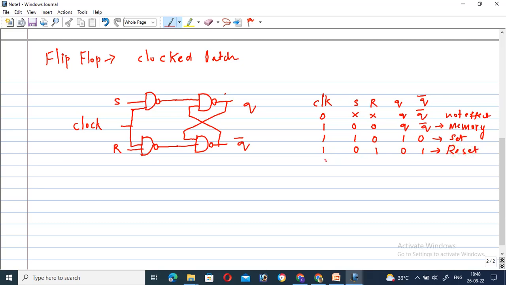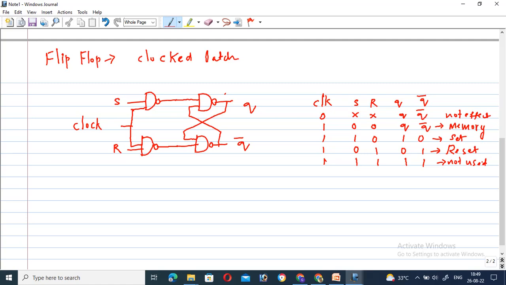Okay, so in the last consideration, whenever S is equal to 1 and R is equal to 1, at that time both outputs Q and Q bar produce a value of 1. So it is a not used case. Okay. So this is a circuit diagram for the SR flip-flop. So let us see how this circuit is going to operate.